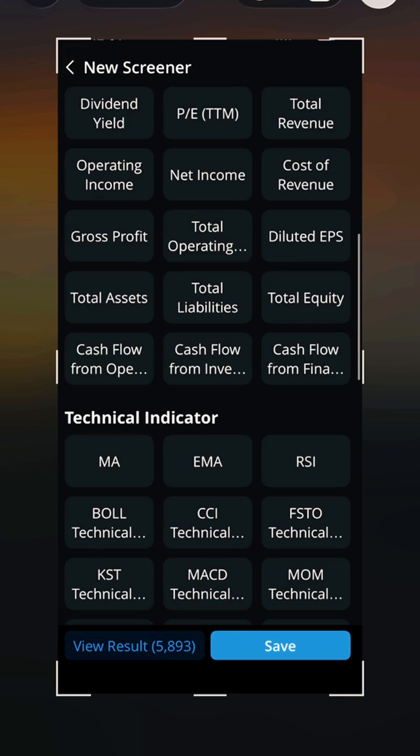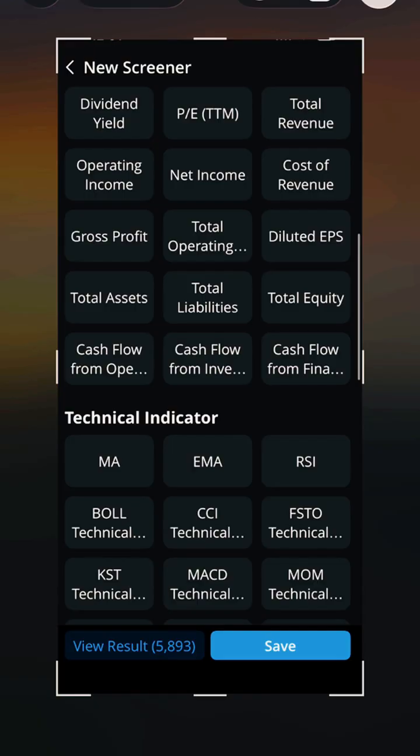So P/E compares how much investors are paying for $1 worth of earnings. If a company's stock is $50 and it earned $5 per share, the P/E ratio is 10. I'm going to say it again for the people in the back. If a company's stock is $50 and it earned $5 per share, the P/E is 10.